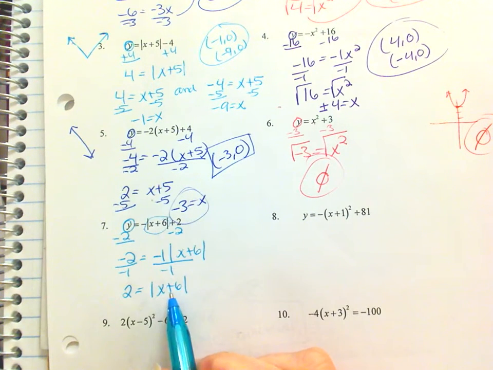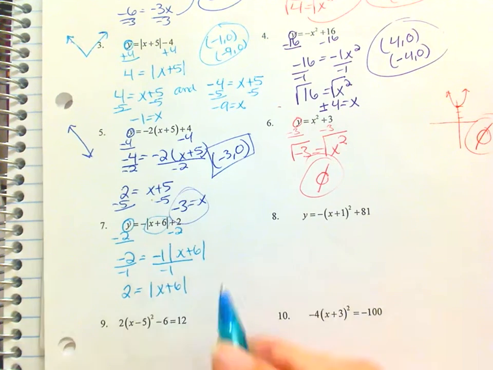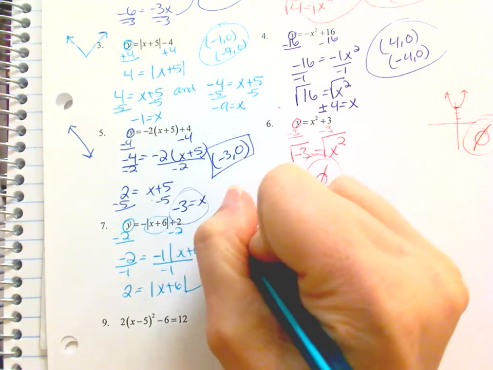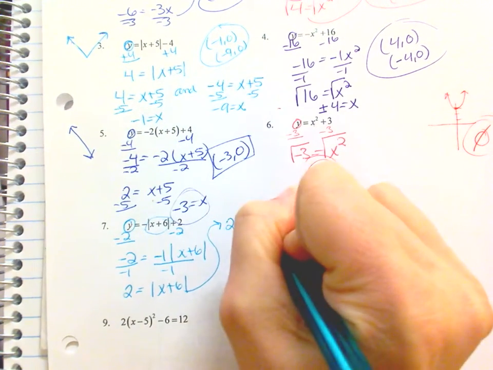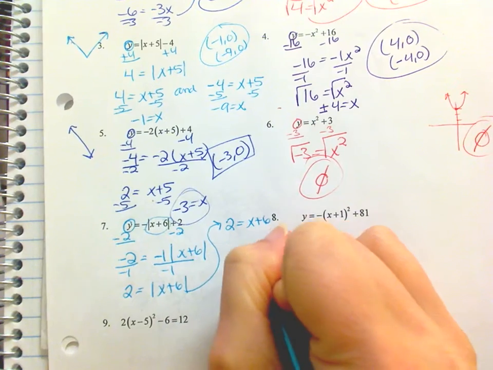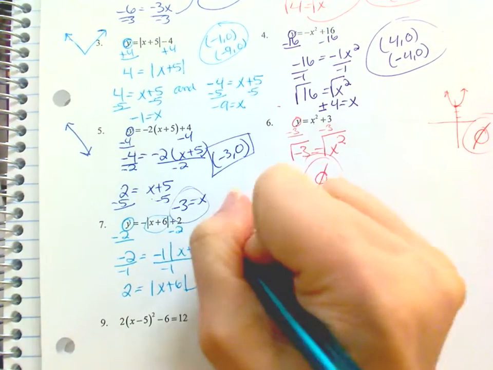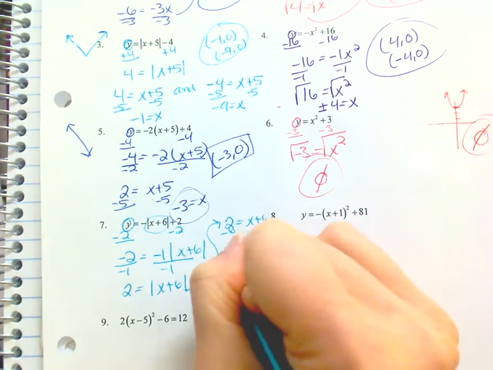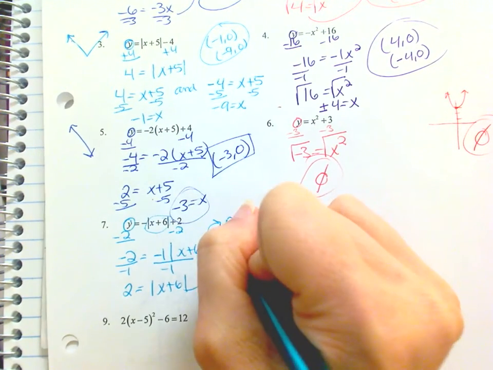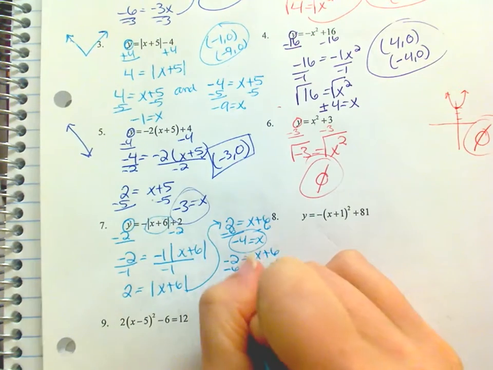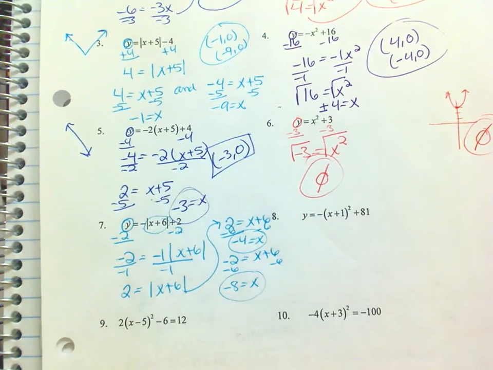Then you've got the absolute value of x plus 6 is 2. Well, what's inside could either be 2 or negative 2. So this is where we're going to split it up into 2 separate equations. 2 equals x plus 6, and negative 2 equals x plus 6. You need to solve both of those by subtracting 6. Positive 2 minus 6 is negative 4. Negative 2 minus 6 is negative 8.